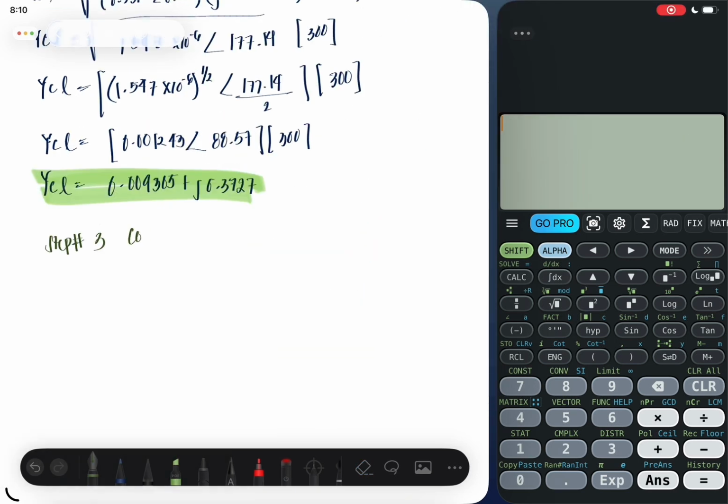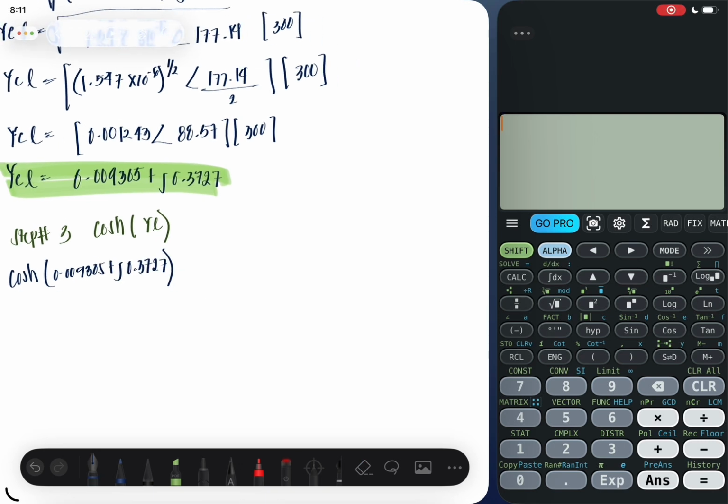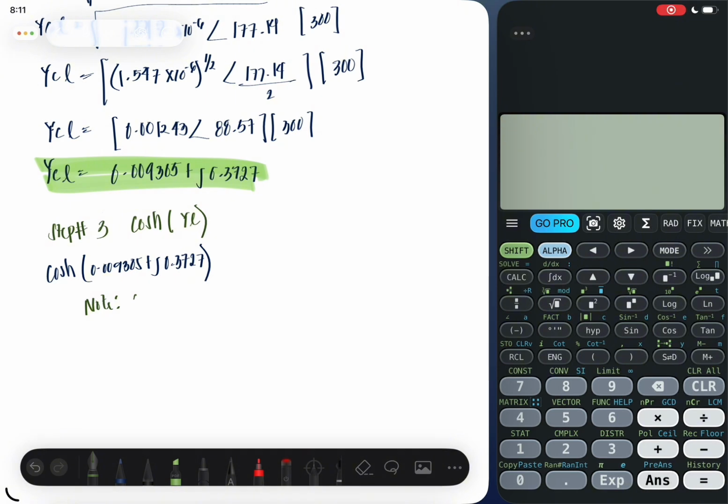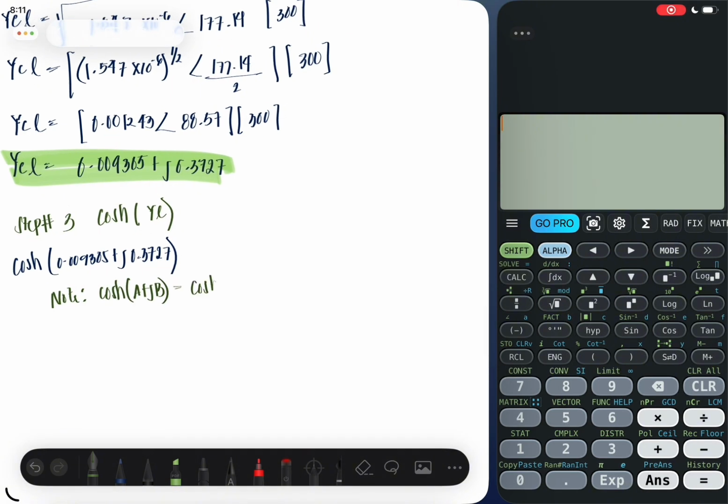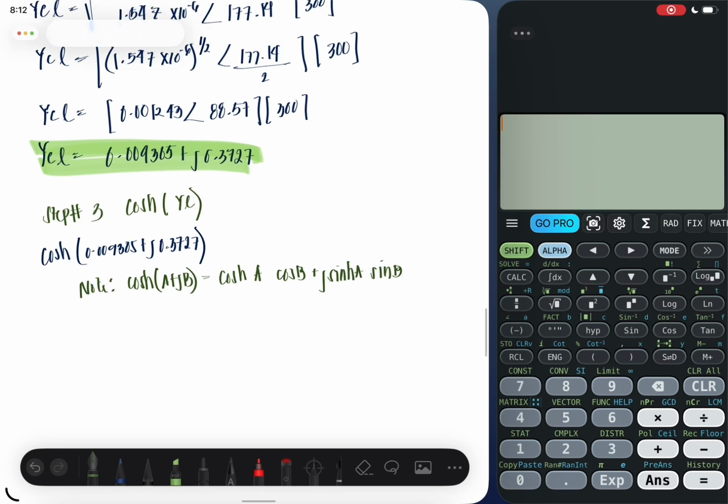Step 3 requires calculating the hyperbolic cosine of the value we found in Step 2. This final result will give you both the A and D parameters for your transmission line. Because your exam-allowed calculator cannot process a complex number inside a hyperbolic function directly, we use a trigonometric identity to break it into a real part and an imaginary part.